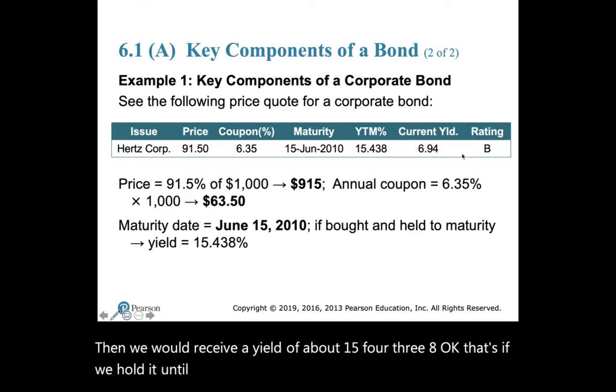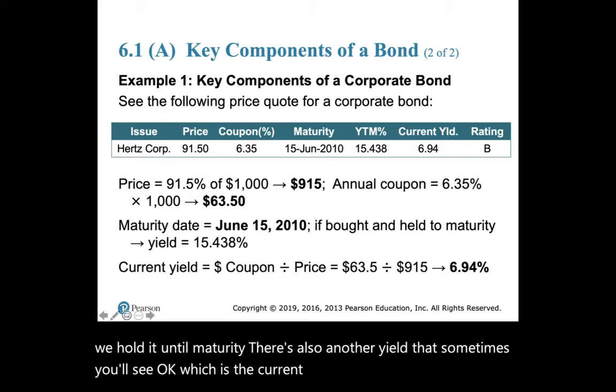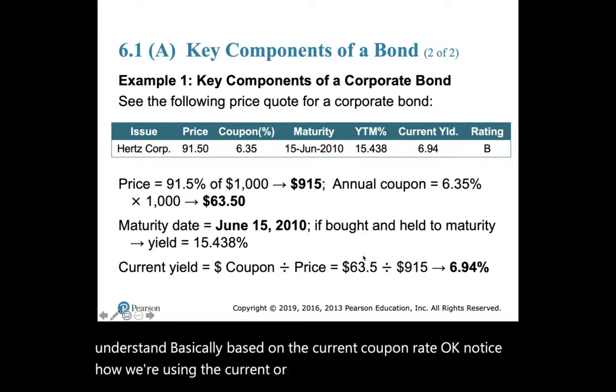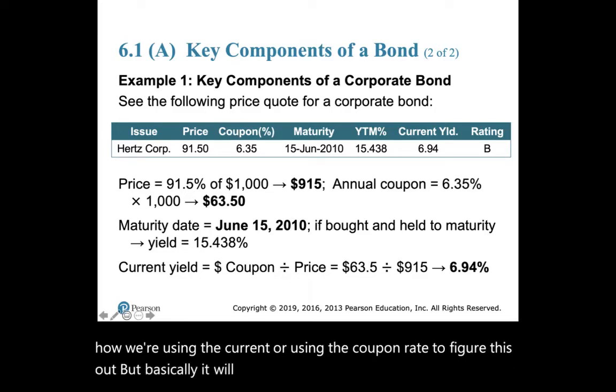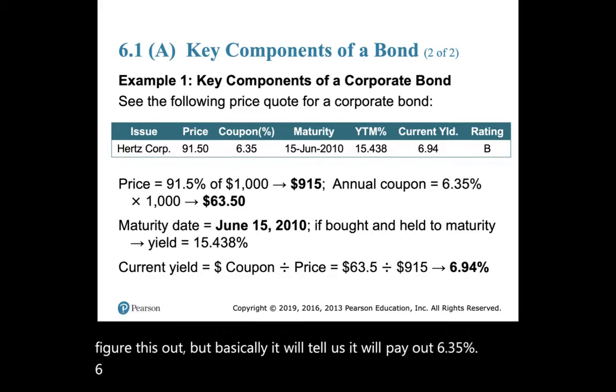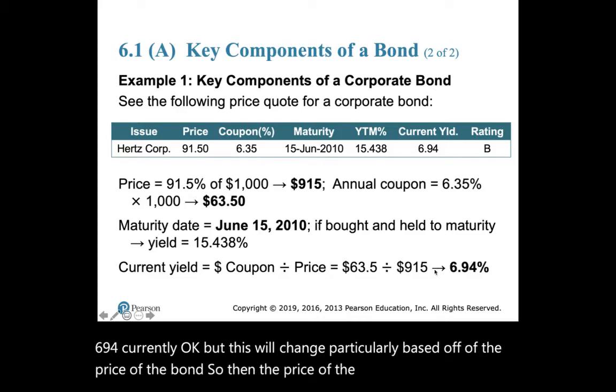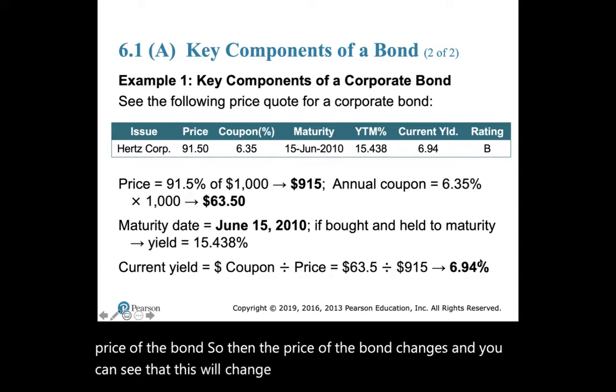There's also another yield that sometimes you'll see, which is the current yield. So basically, this helps us understand, based on the current coupon rate. Notice how we're using the coupon rate to figure this out, but basically it will tell us it will pay out 6.94% currently. But this will change particularly based off of the price of the bond. So when the price of the bond changes, then you can see that this will change. So this is very much really a point in time.